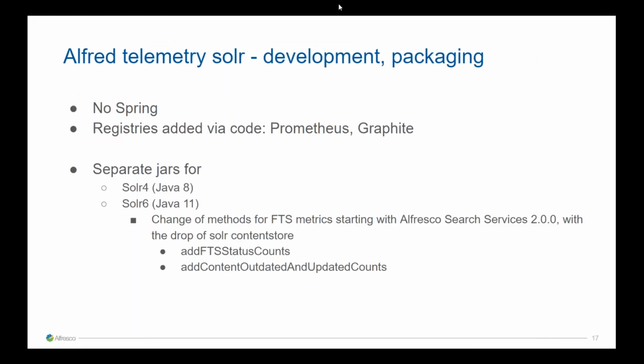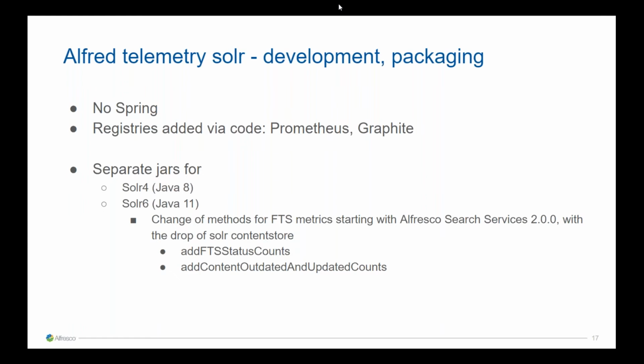A few words about the development and the packaging. Since Solr is not using Spring, there is no nice way to auto-configure everything and to define beans. Like in the case of the platform, everything is done in code based on environment variables, which can be easily used in Docker Compose setups. There are two jars available, one for Solr 4 using Java 8 and one for Solr 6 using Java 11.